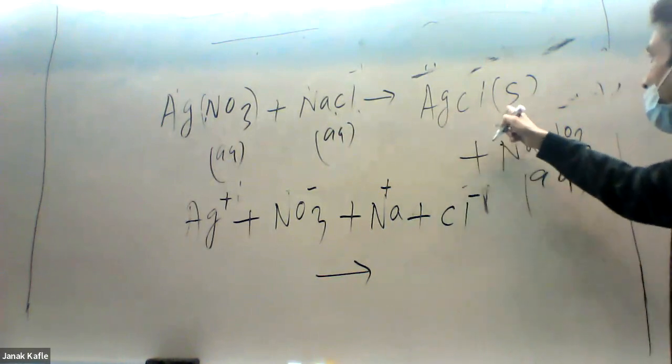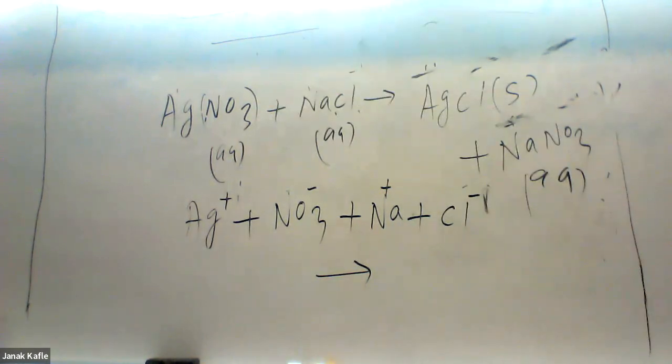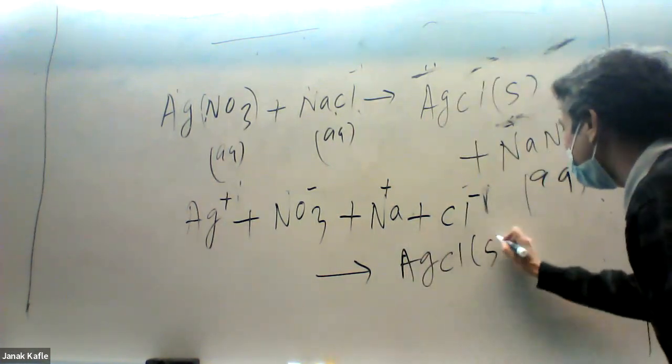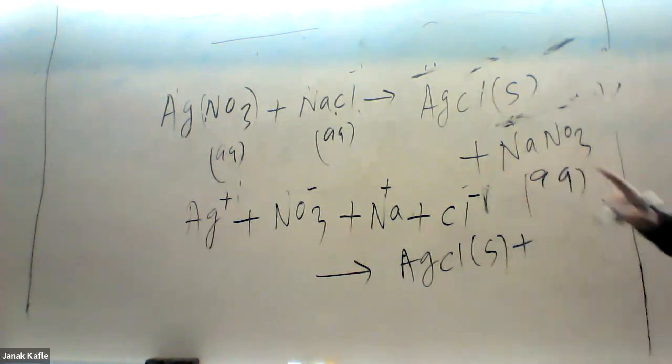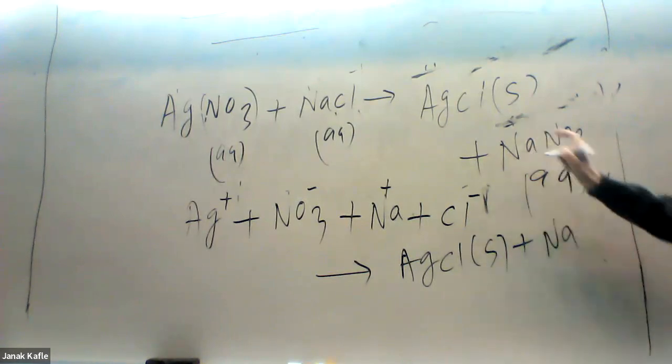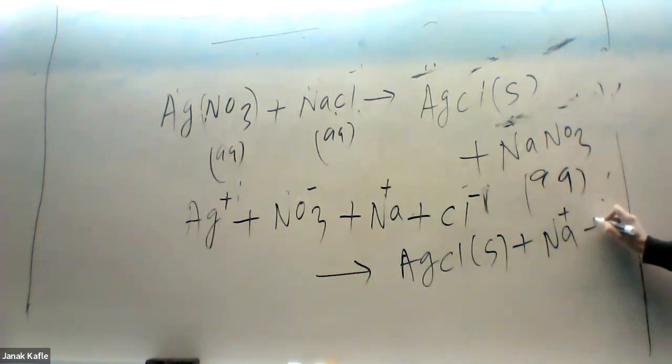So AgCl, it's solid. We cannot break it into 2. How I am breaking the previous one, I cannot break this because it is solid and it cannot be broken by water. Everybody got that? So I don't break this one. AgCl is solid. Now Na and NO3, so it's soluble. I write AQ here. So Na is +1 and NO3 is -1. So I should break that one.